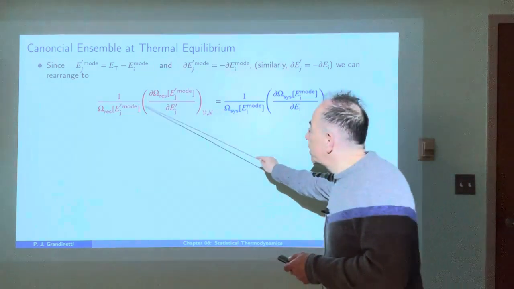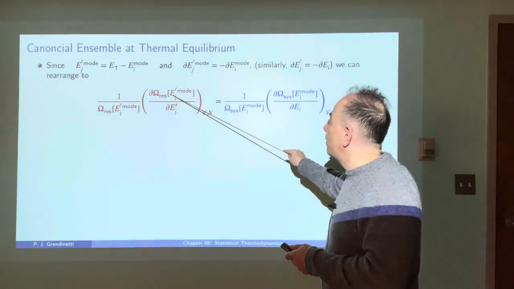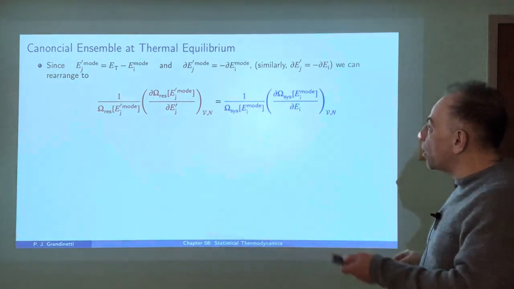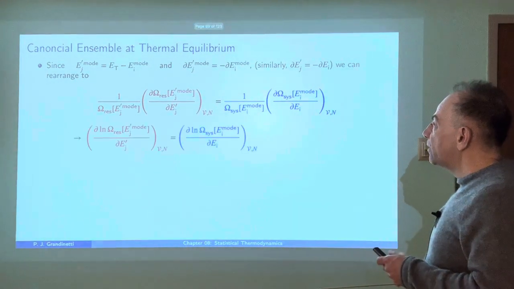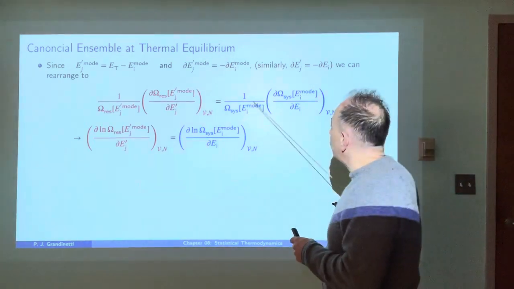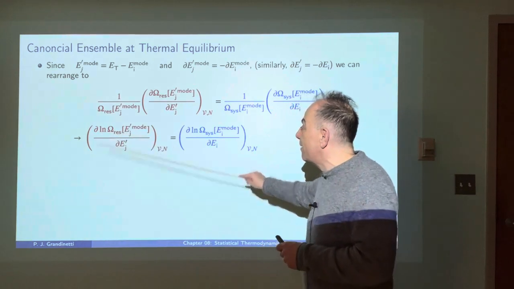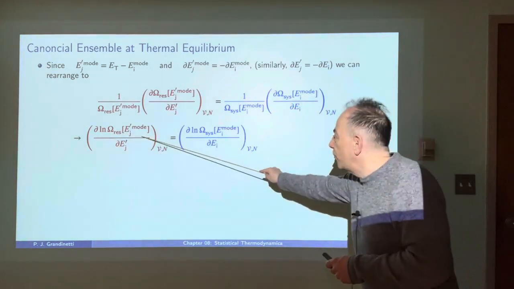Looking at this, you see that we have the partial derivative of the number of states divided by the number of states here and here. And if we recall our rules for derivatives involving logs, we can condense this down to just the derivative of the log of the number of states with respect to the energy, for the reservoir and for the system.